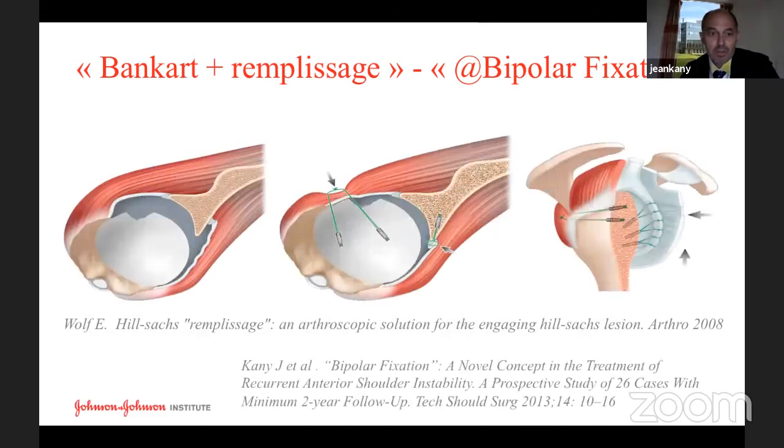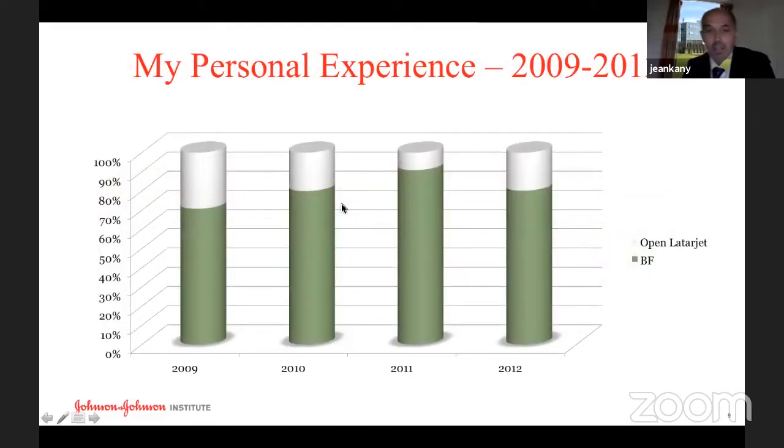As you know, Wolf and Connolly imagined the remplissage, and I've called this the arthroscopic bipolar fixation. I've developed that with my friends from Bangalore, Hemant Kumar and Raj Kumar Amavarati. It's a little different because I do not make the remplissage into the infraspinatus, but my fixation is lateral onto the bare area, just to rebalance the shoulder, and I don't want to damage the muscle belly. I've done this technique a lot during 2009, 10, 11, and 12.